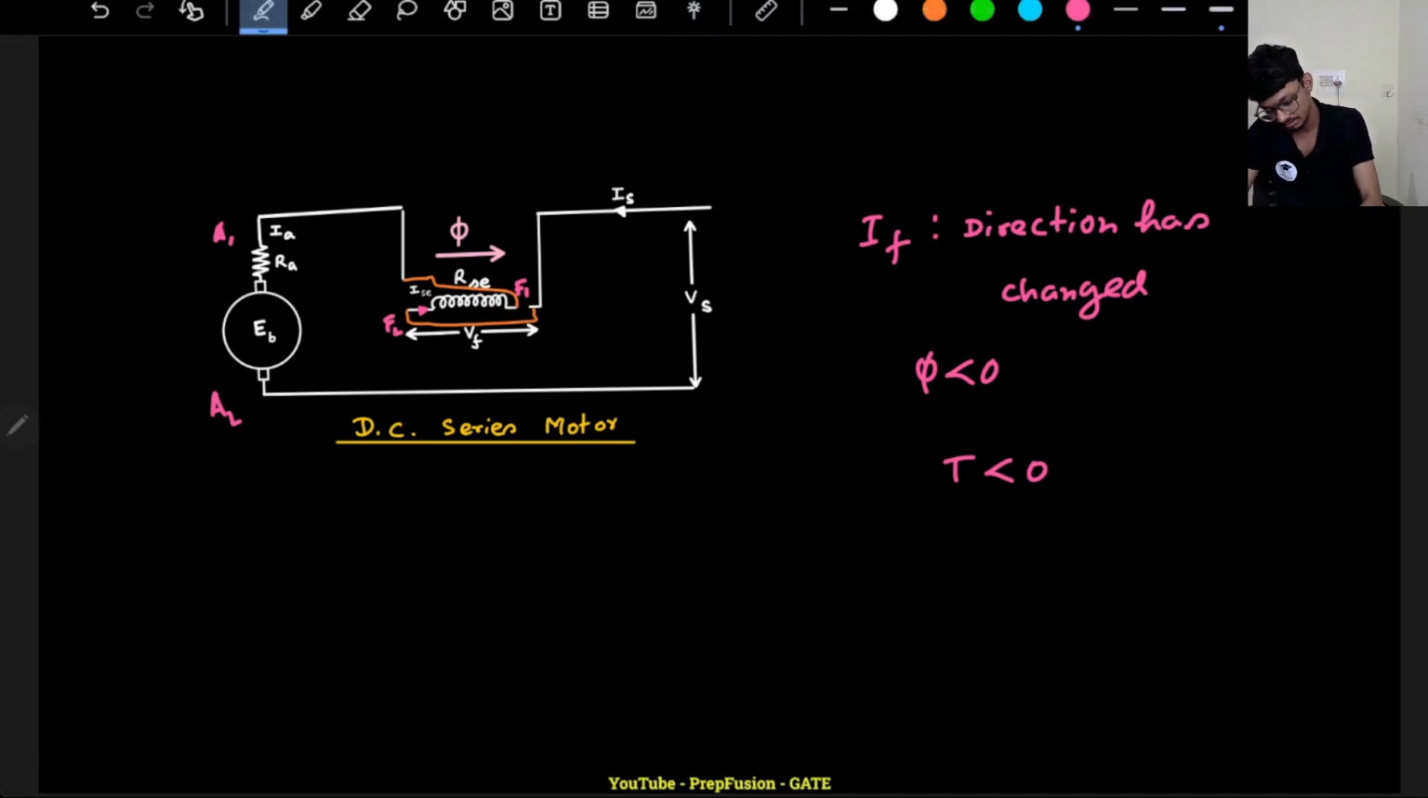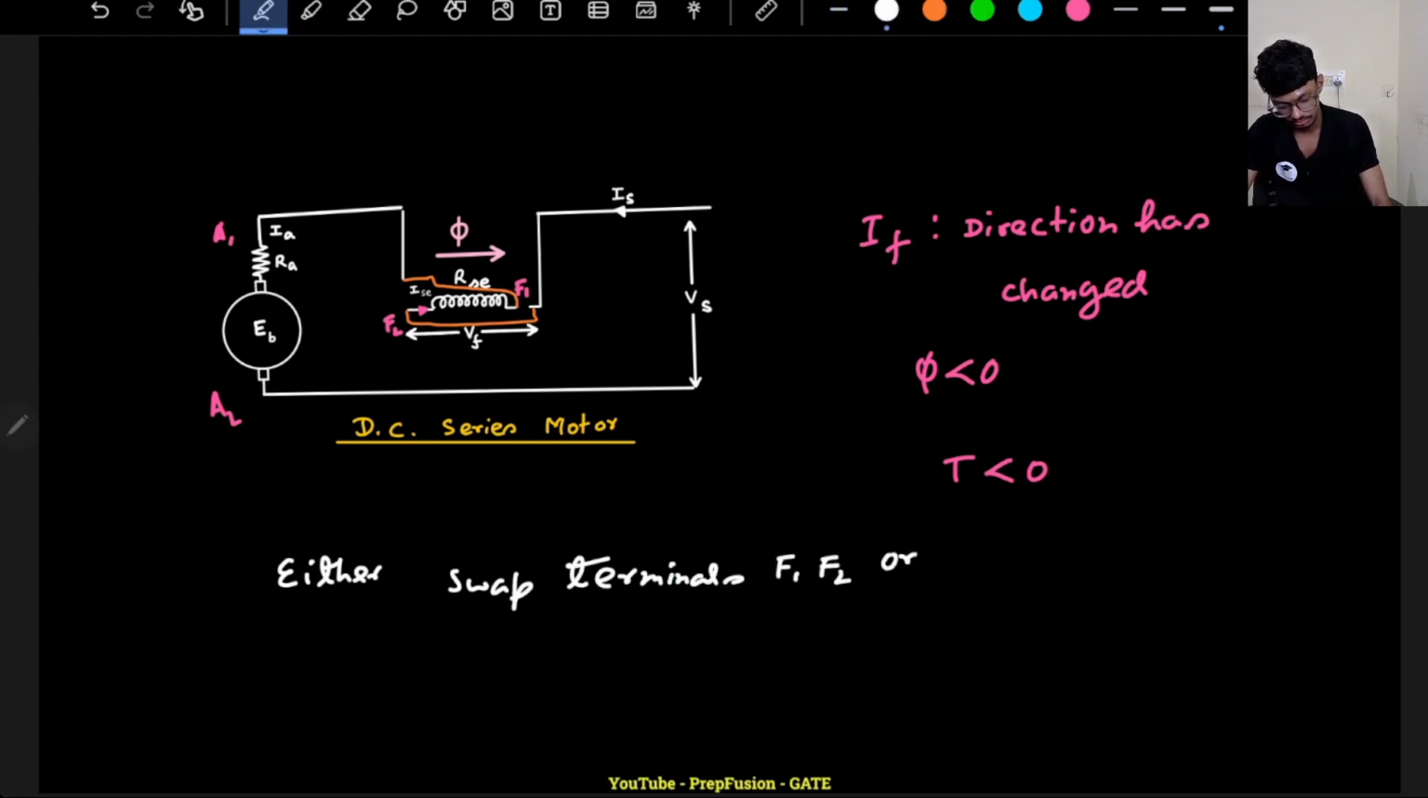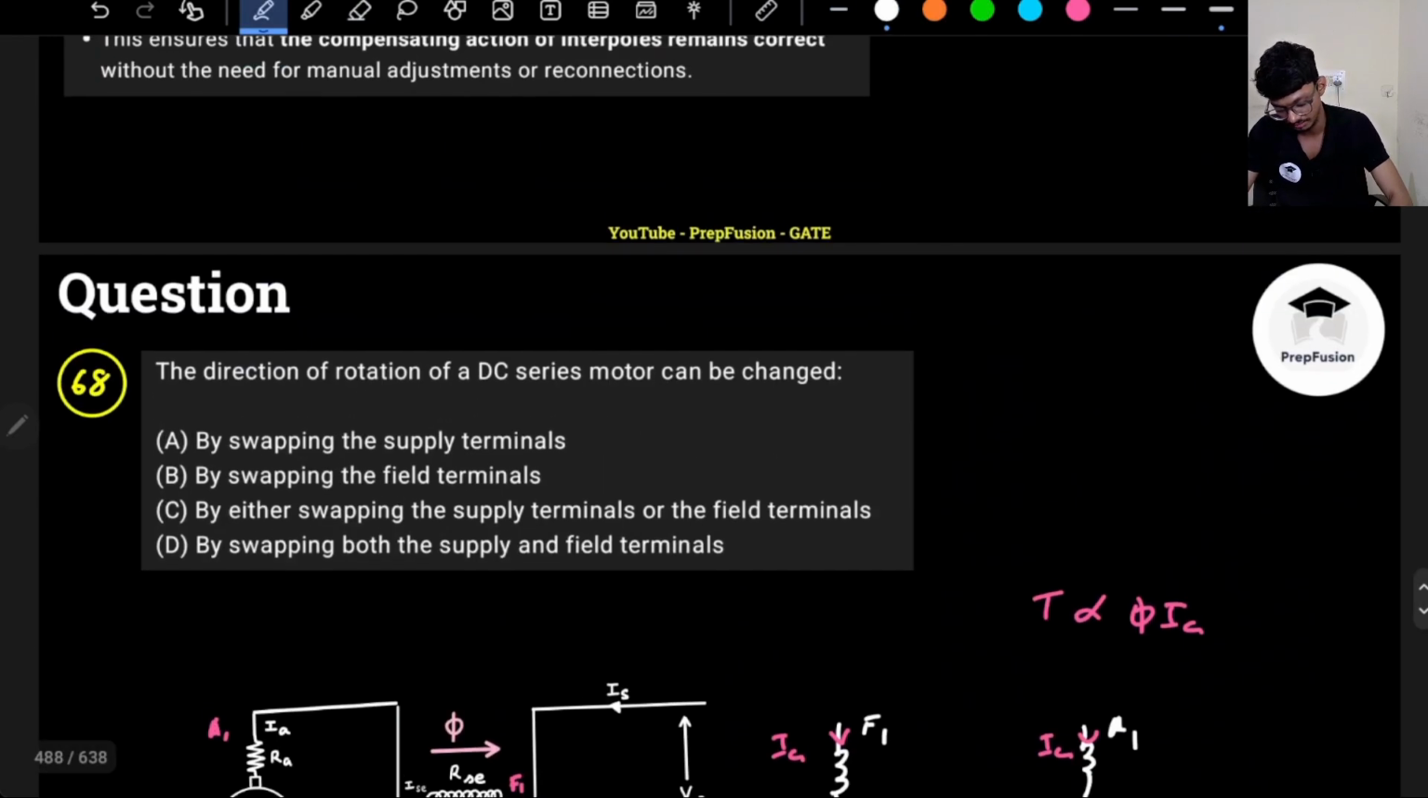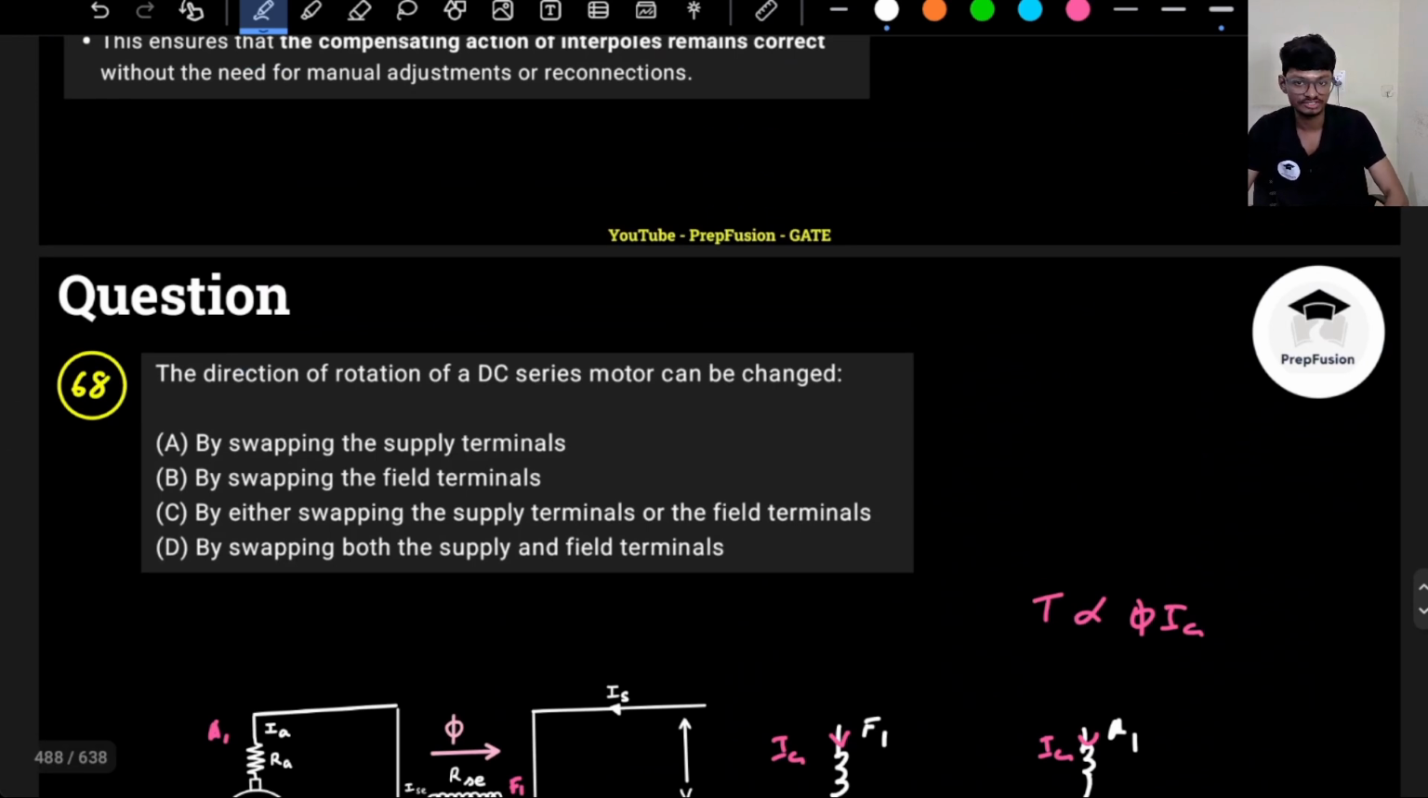So either change, either swap terminals F1 F2 or A1 A2, not both. Okay, don't change both. If I change both, then the direction will not simply be reversed. So by swapping the supply terminals, everything will be swapped, right? So this is not correct.